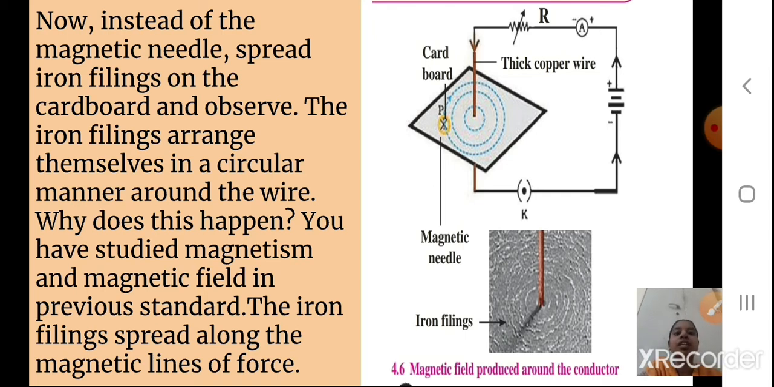Brown color you can see, that is your conductor, and the iron filings you can see as white color small circles. So those are nothing but the iron filings. They arrange themselves in a circular manner. Okay, students, did you understand this? Okay, now we will proceed.